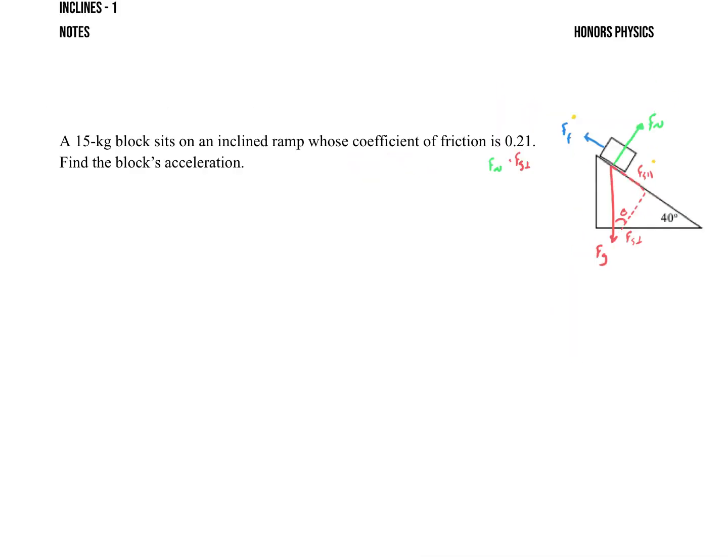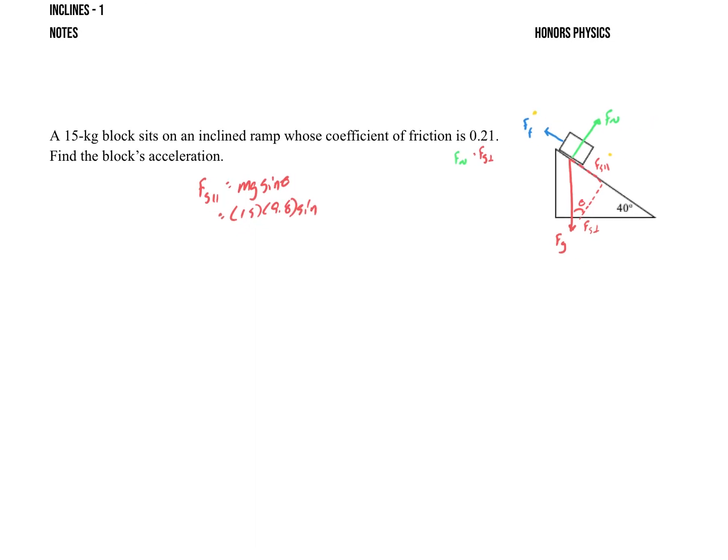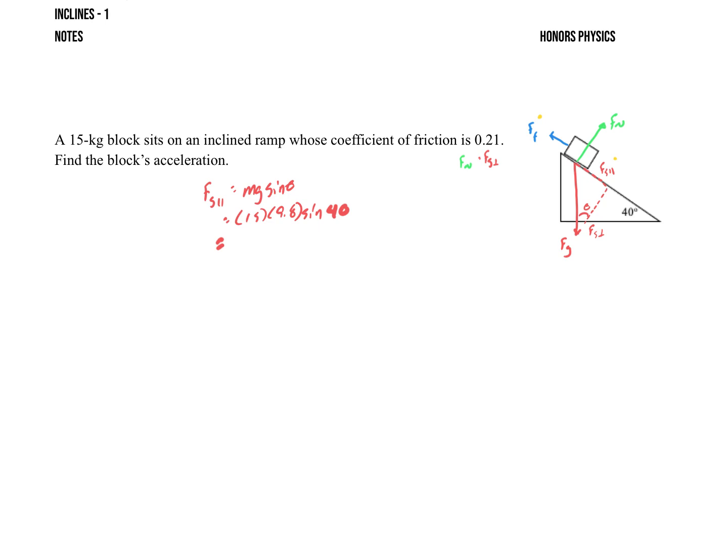So to take care of a couple things, we know that the FG parallel is mg sine theta. So to plug all in, we have 15, 9.8, and sine of 40. So we get about 94.5 newtons.